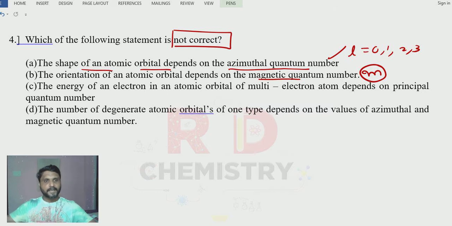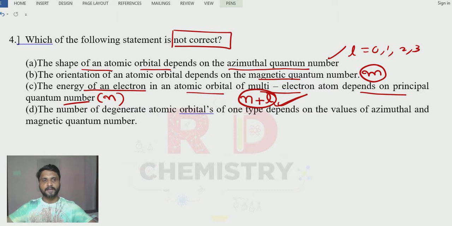Correct one. Energy of an electron in the atomic orbital of a multi-electron atom depends on the principal quantum number. That means they are saying it depends only on the n value. But the energy of the atomic orbitals is given by the formula n plus L. So n plus L decides the energies of the orbitals. Therefore option number 3 is the wrong, incorrect statement. Last one, the number of degenerate atomic orbitals of one type depends on the azimuthal quantum number L, which is correct. Okay, the answer is option number C.